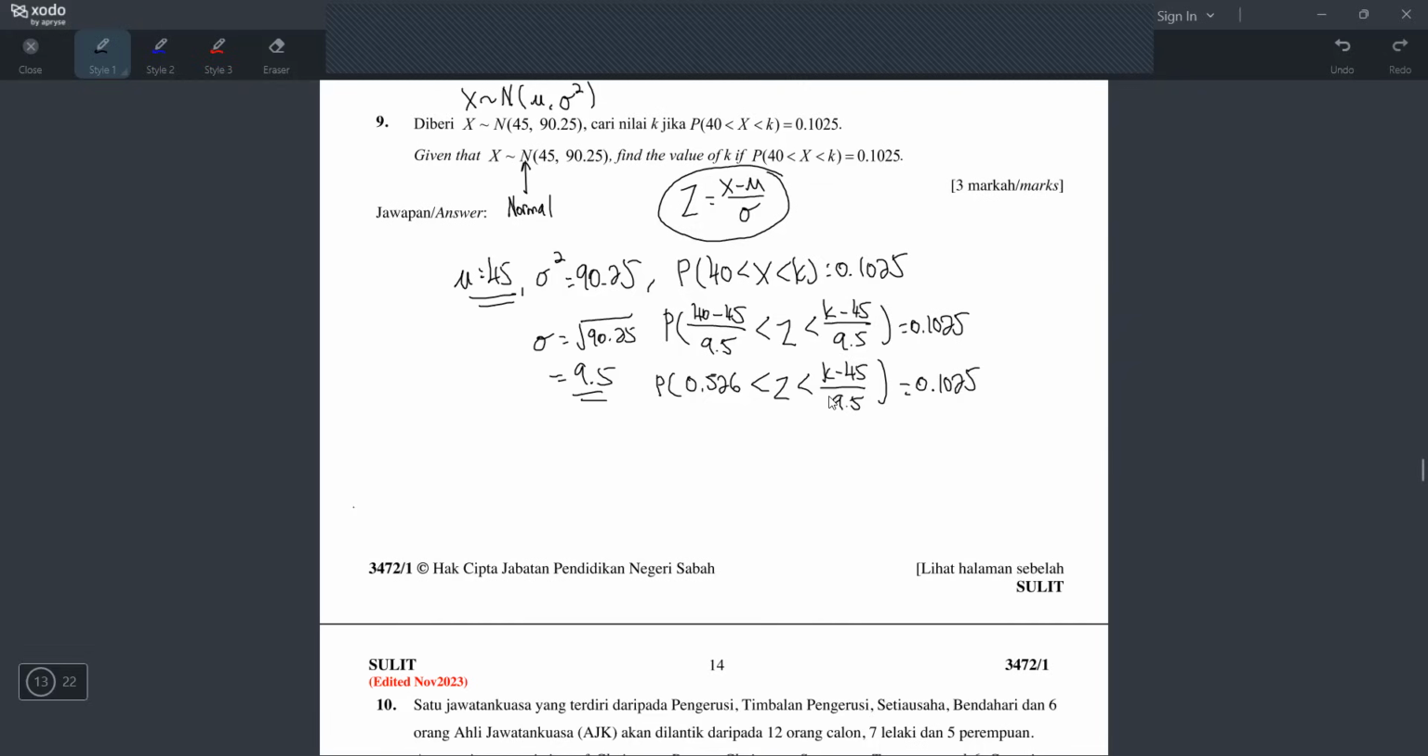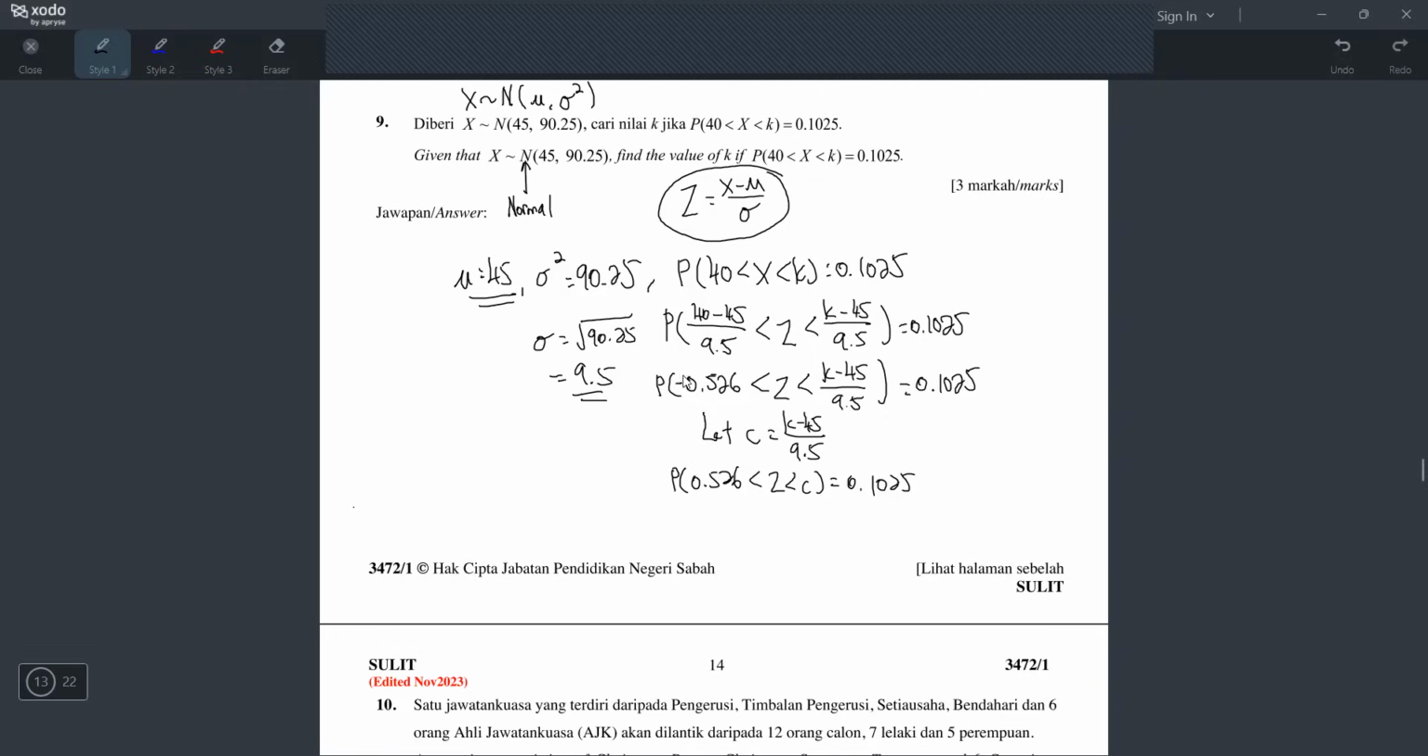Okay, sampai sini we cannot continue already because we don't know the value for this. So what we do now is we will let C equals to this, because this one we cannot solve, so we let C equals to K minus 45 over 9.5. And then now this whole thing becomes C, so it becomes P 0.526, and then here is Z, here is C equals to 0.1025.